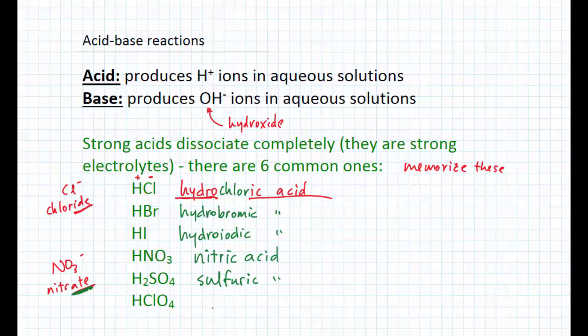The chlorine ones, chlorite and chlorate, were 2 and 3. Hypochlorite was just 1 O. And what was the 4 O's called? Yep, per. So this is perchloric acid. Okay? And just put the little ditto marks there. Okay? So, chlorine, bromine, iodine, they're all next to each other on the periodic table. And then nitric, sulfuric, perchloric.